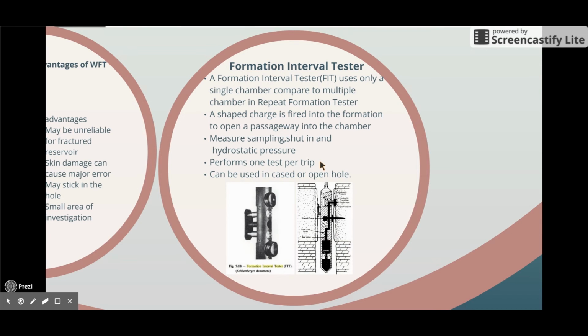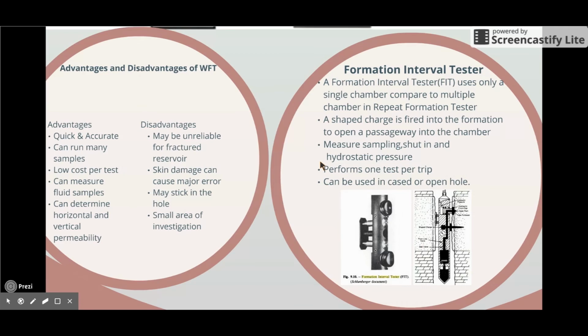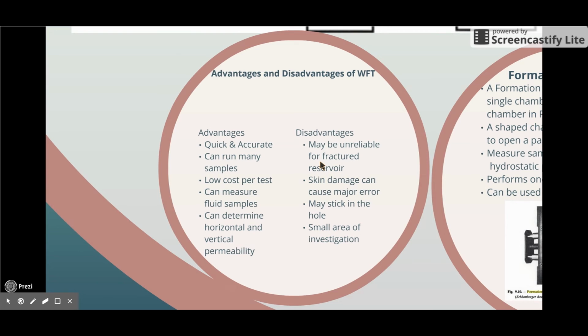The advantages and disadvantages of wireline formation tester. The advantages are it is accurate and quick, can run many samples per test, low cost per test, it can measure fluid samples and can also determine horizontal and vertical permeability.